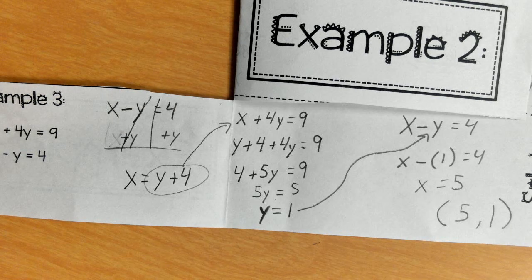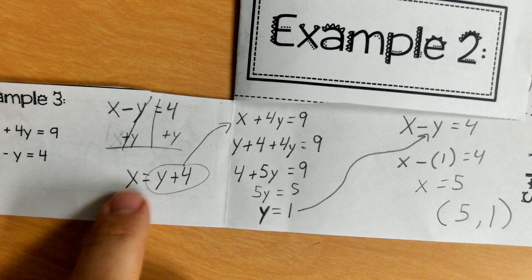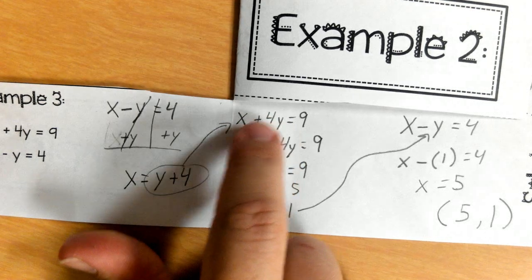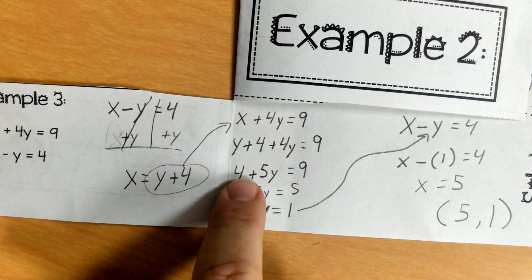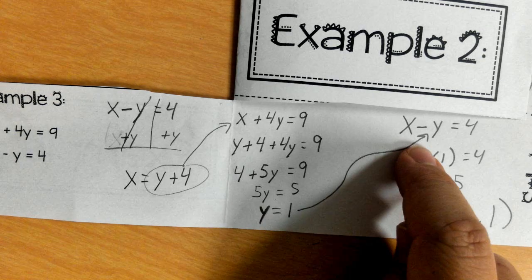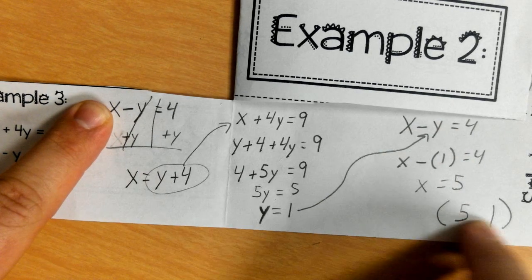And that's substitution, everybody. I take an equation, isolate one variable, plug that value into a different equation. That way I have it all in terms of one variable. Combine like terms, isolate, isolate. Plug it back into my original. Isolate, ordered pair.